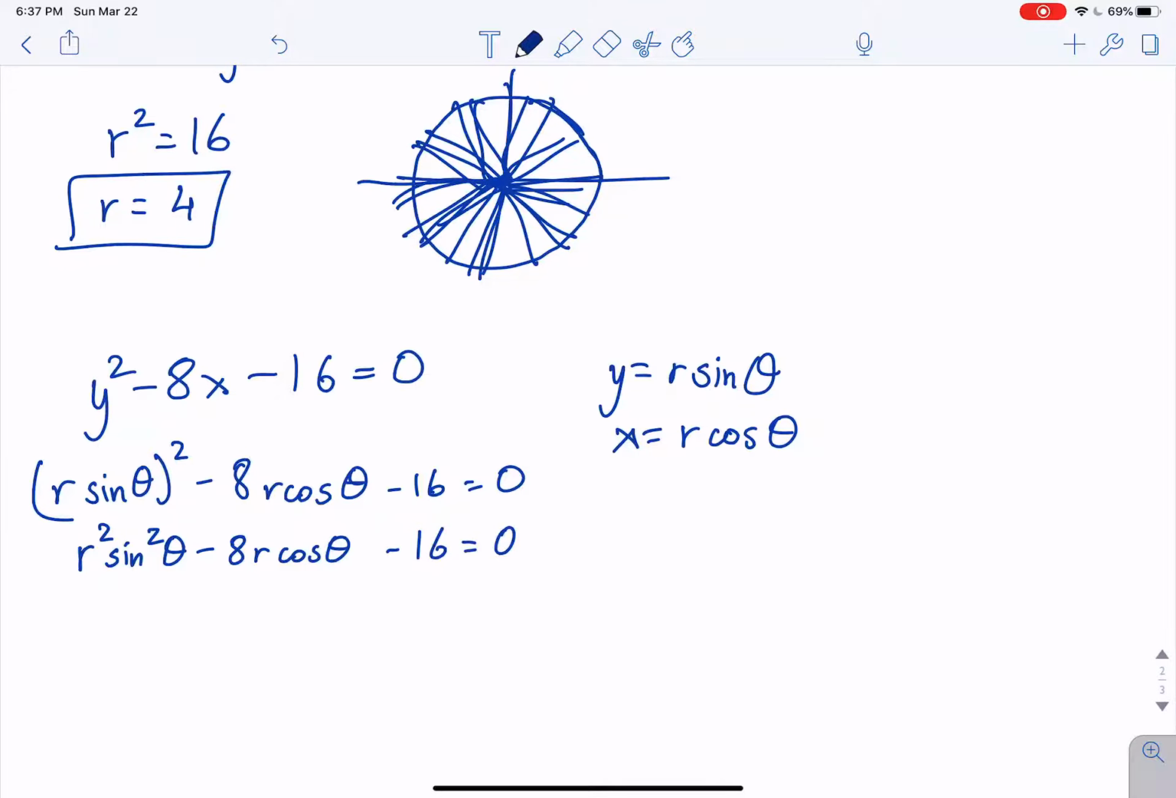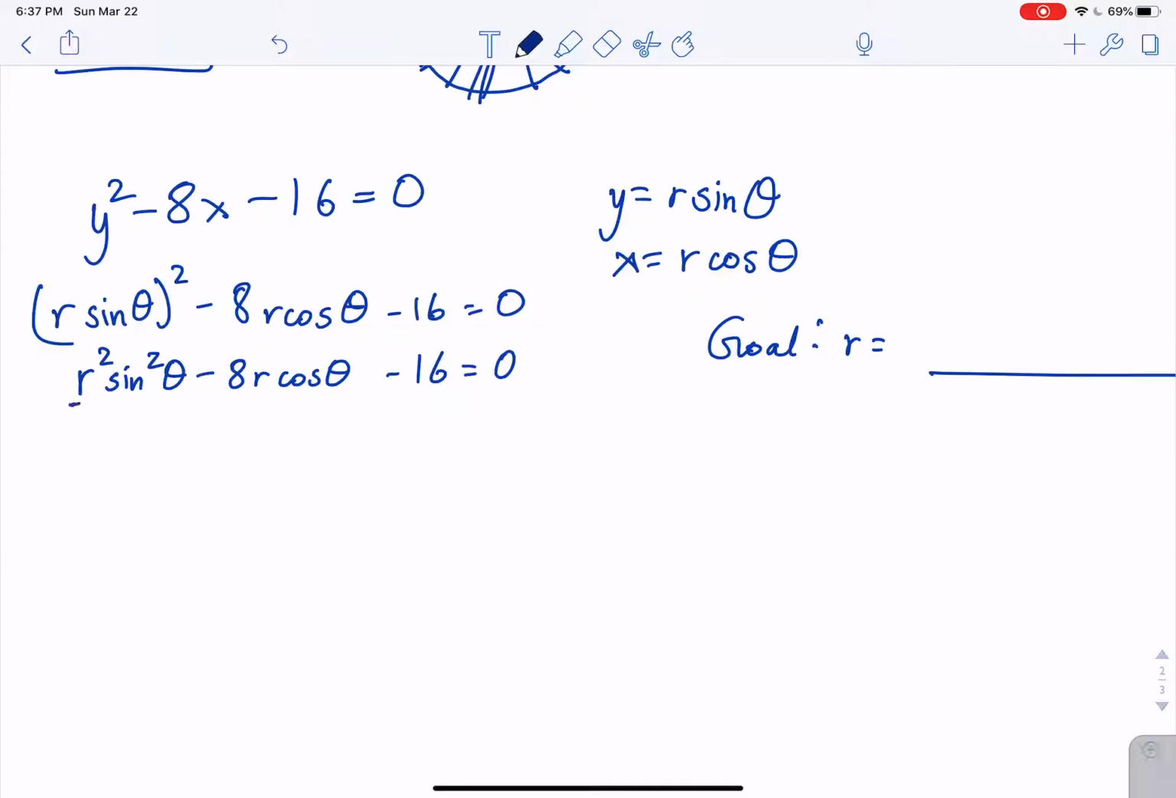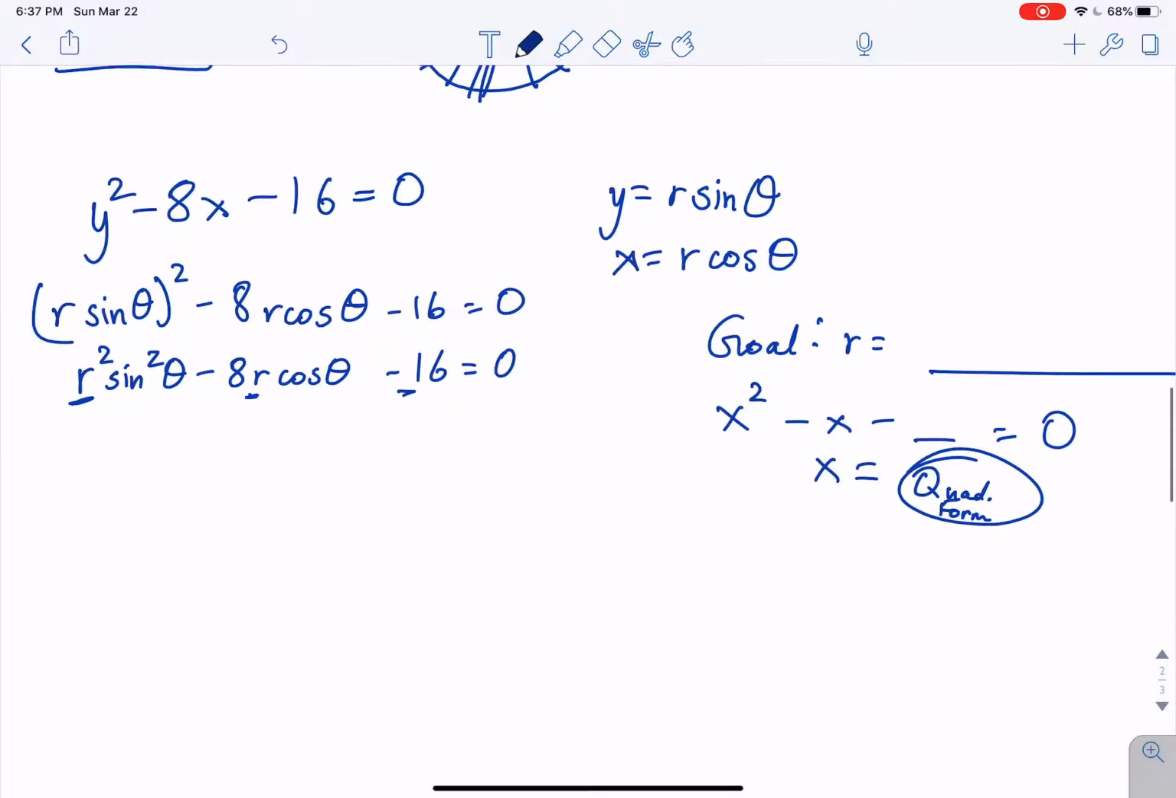Now my goal is to have r equals something. So if I look at the format of this, I have r squared, r, and no r. That looks like a quadratic expression, right? If I had x squared minus x minus something equals 0, I can get x equals by using the quadratic formula. So that's what I'm going to do here. This is the most complicated type of problem you probably will have with this, where you have to do a lot of algebraic work, but it's good practice to try that.